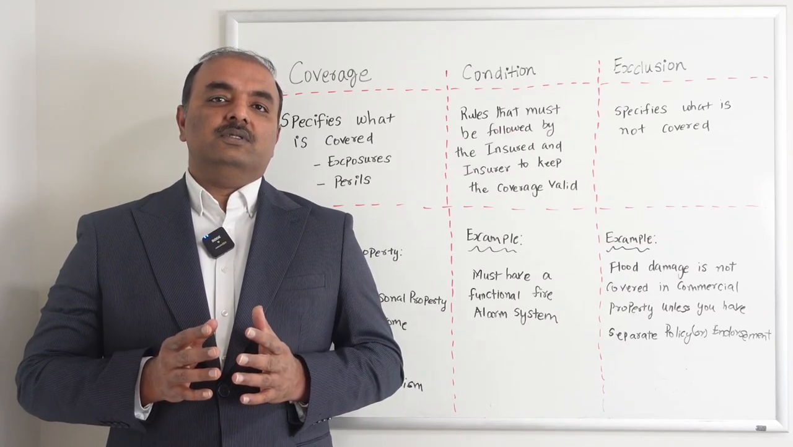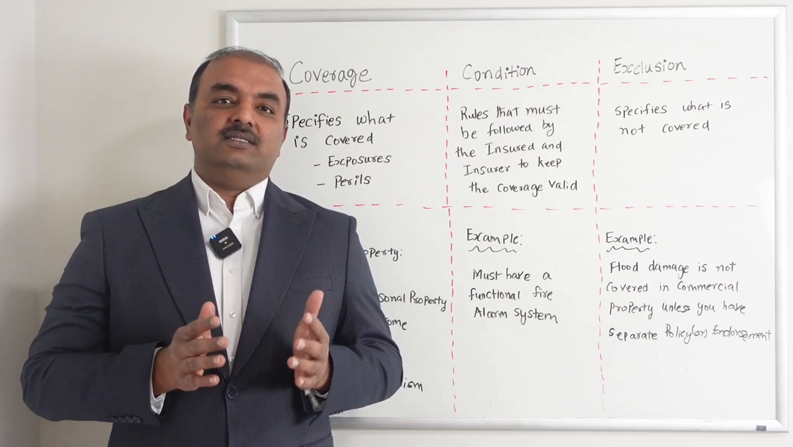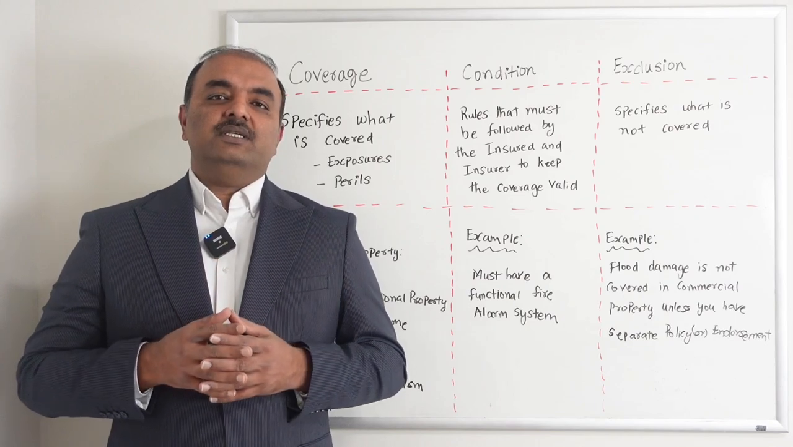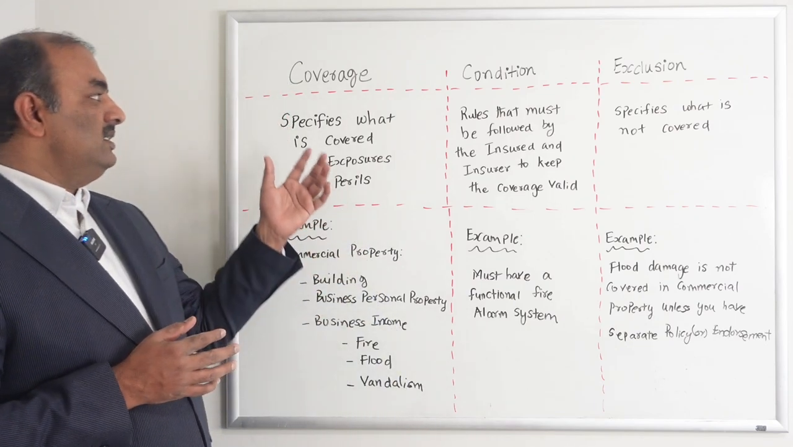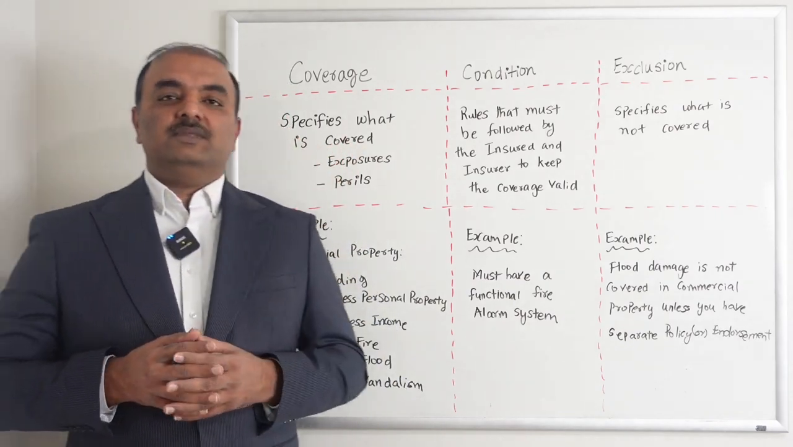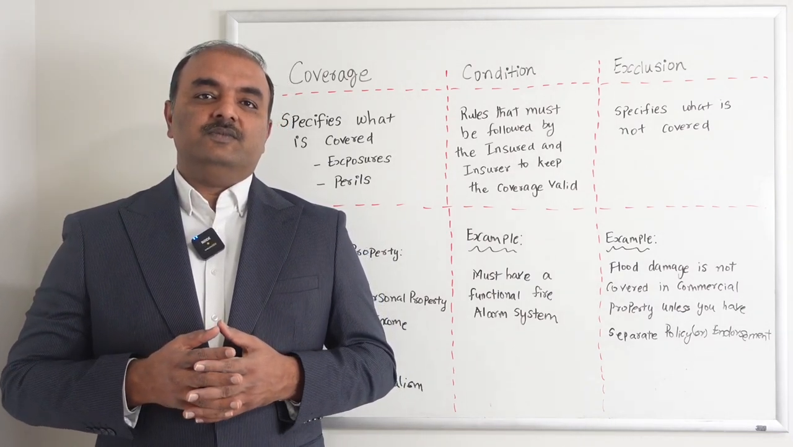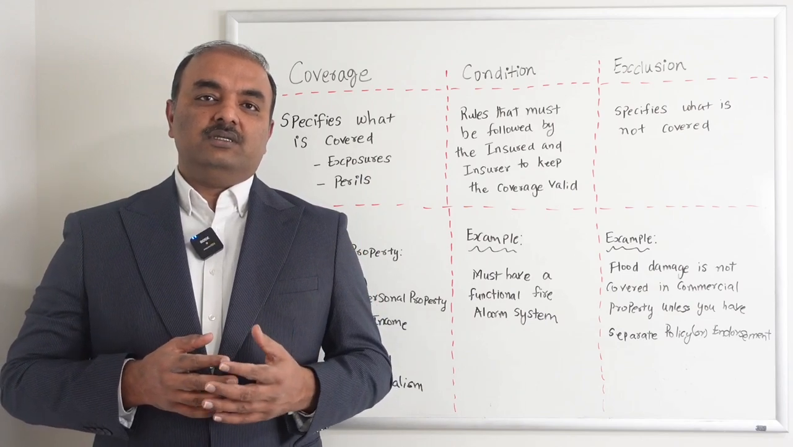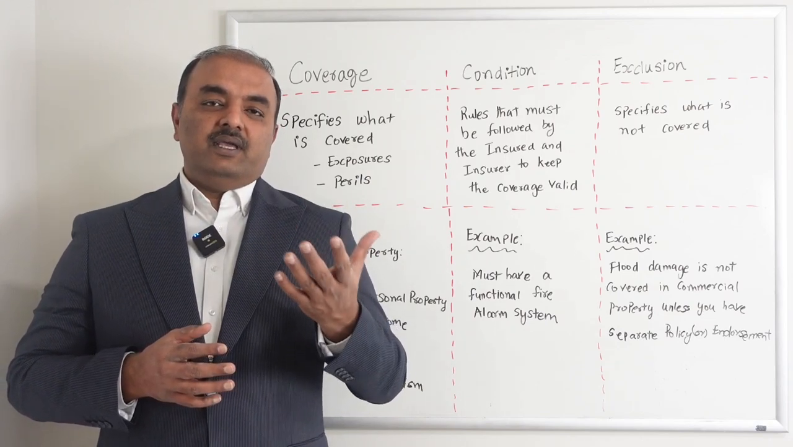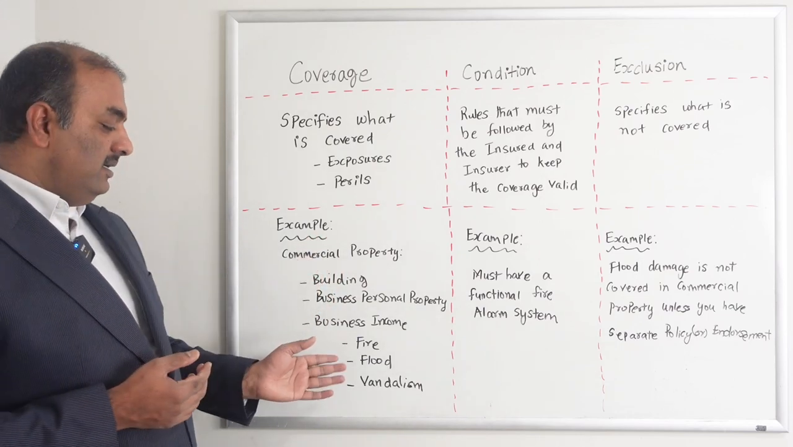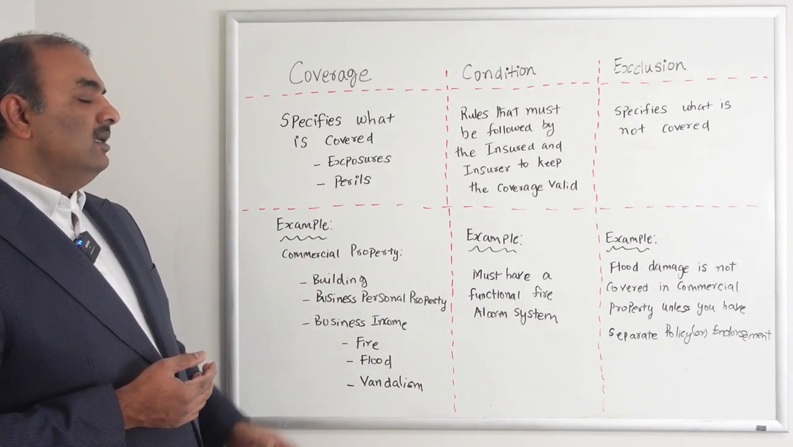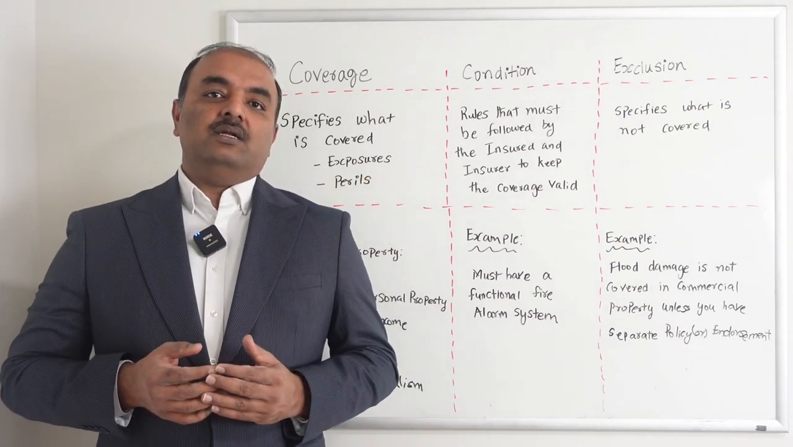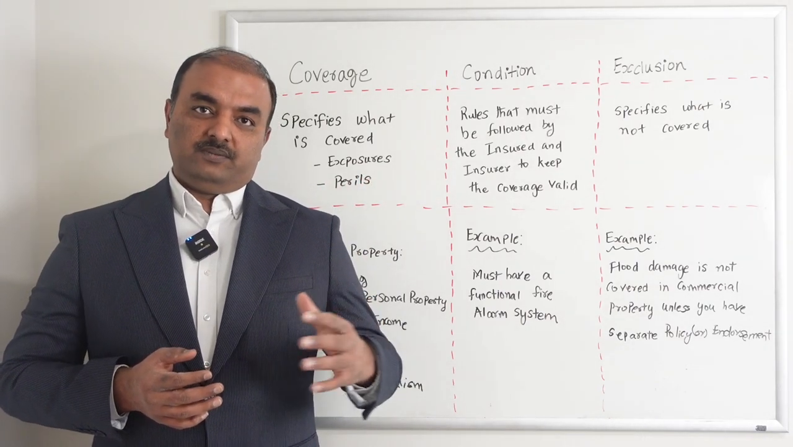Today I am going to talk about the differences between coverage, conditions and exclusions. So first, let's see what we mean by coverages in P&C insurance. By definition, it specifies what is actually covered in the policy. Say if you have a commercial property policy, your policy will say your building, business personal property, and business income exposures are covered if there is any kind of loss due to some perils like fire, flood, vandalism, etc. So in short, it will say what is covered and what the different perils are that are covered under the policy for a given exposure.